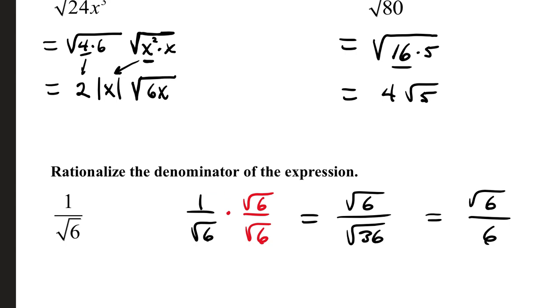1 times square root of 6 is square root of 6. Square root of 6 times square root of 6 is square root of 36, which is exactly 6. And so this number is the rationalized form of that number. They have the same value, it's just this one no longer has a square root in the denominator.